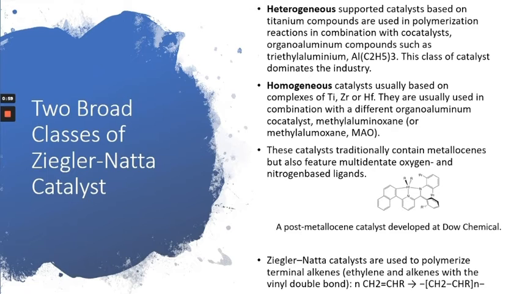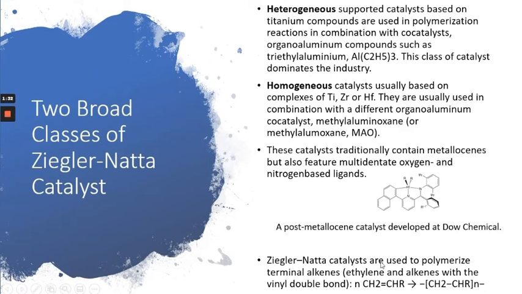Second is homogeneous catalysts. Homogeneous catalysts are usually based on complexes of titanium, zirconium, or hafnium. They are usually used in combination with a different organoaluminum co-catalyst, methylaluminoxane. These catalysts traditionally contain metallocenes, but also feature multidentate oxygen and nitrogen-based ligands. This is the diagram of a post-metallocene catalyst developed at Dow Chemical.